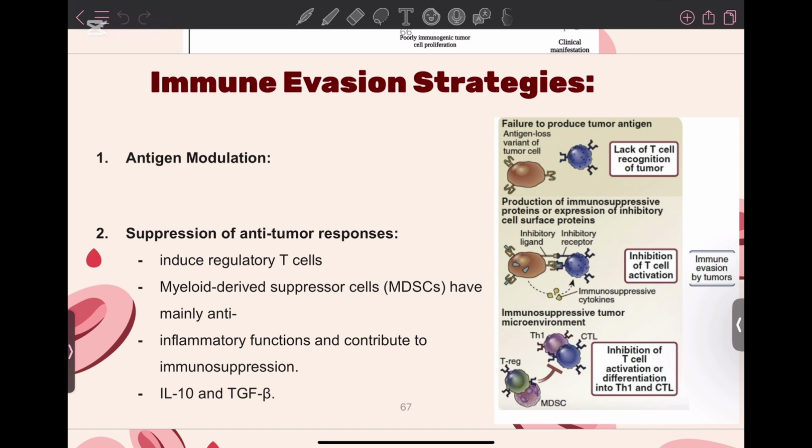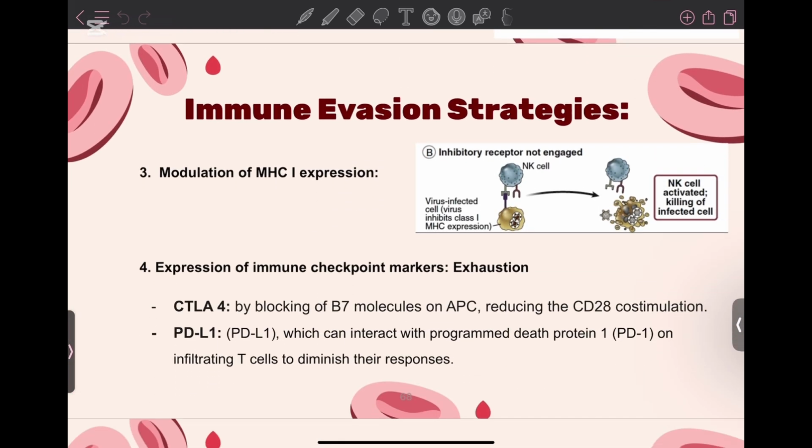They tell them, hold on, this is not a foreign subject. It's just one way cancer can deceive the body. We also have myeloid-derived suppressor cells. They have anti-inflammatory function, and they contribute to immunosuppression through interleukin-10 and transforming growth factor beta. So some of the myeloid cells have the capability to produce these two, which are also capable of suppressing our immune system.